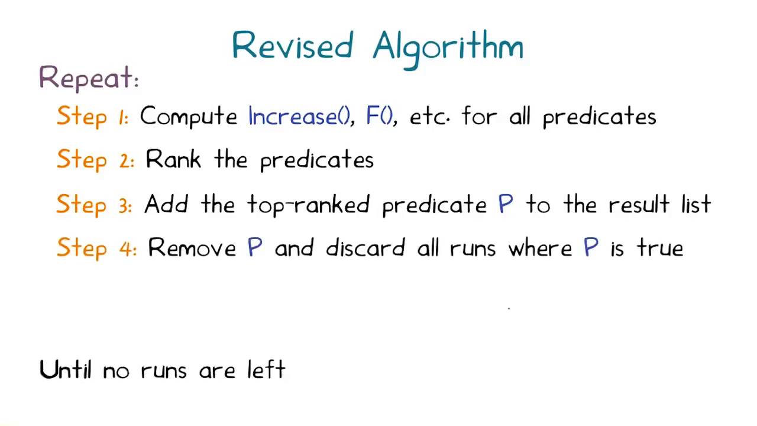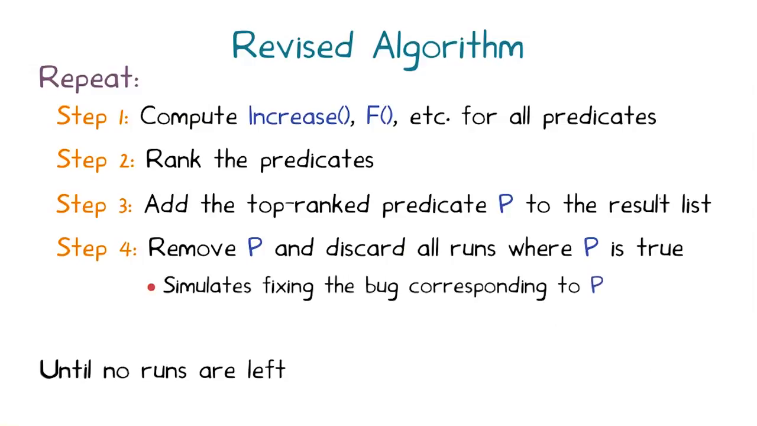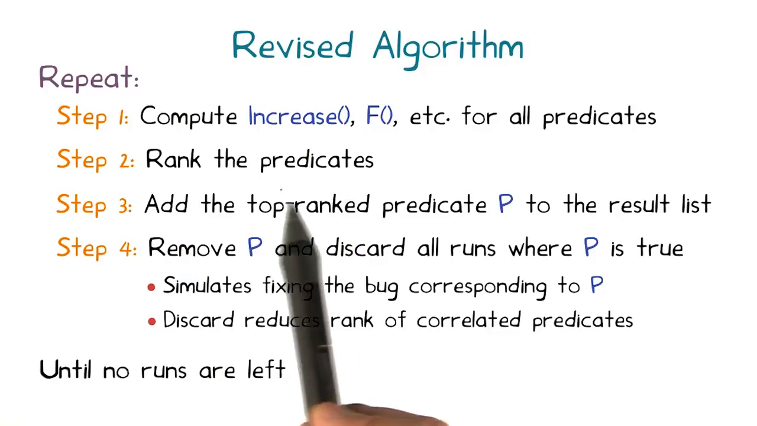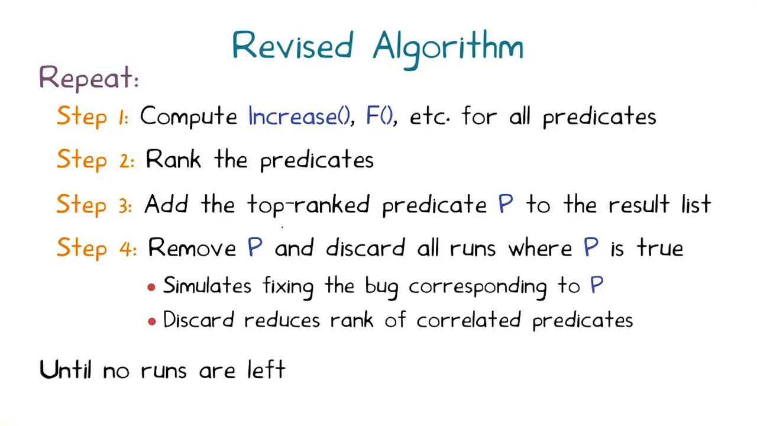Finally, the algorithm removes predicate P from further consideration and discards all successful and failing runs in which P is true. This has the effect of simulating fixing the bug predicted by P. Removing these runs reduces the rank of predicates correlated with P, allowing predictors of other bugs to rise to the top. Once we have discarded all runs, then we end the algorithm. There's one more problem we'll need to overcome: picking the right way to rank the predicates in step 2. Let's take a look at a few different ranking strategies and arrive at one that works well in practice.